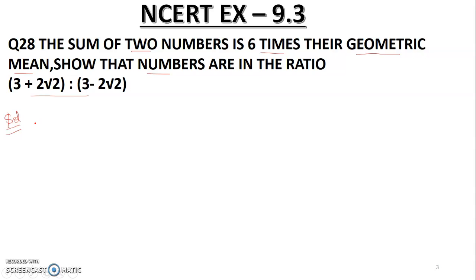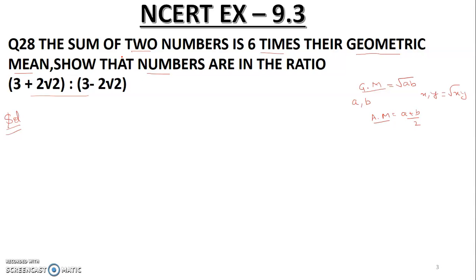Now see students, before starting with the question, understand the geometric mean. If a and b are two numbers, then the geometric mean is equal to root ab. Simple. If a and b are two numbers, then the arithmetic mean is a plus b by 2. I had explained this. Now you should remember the geometric mean: if a and b are two numbers, the geometric mean is root ab. If I take x and y, two numbers, the geometric mean will be root xy. Alright, so now starting with the question.